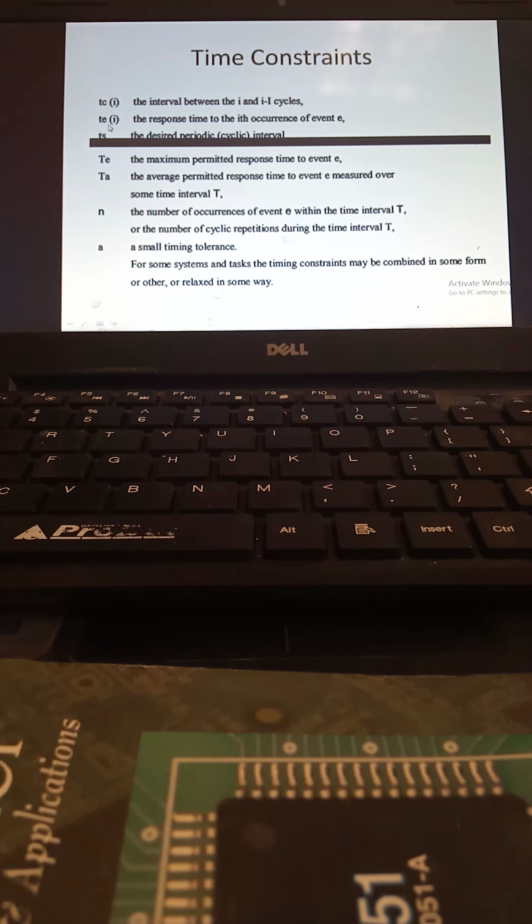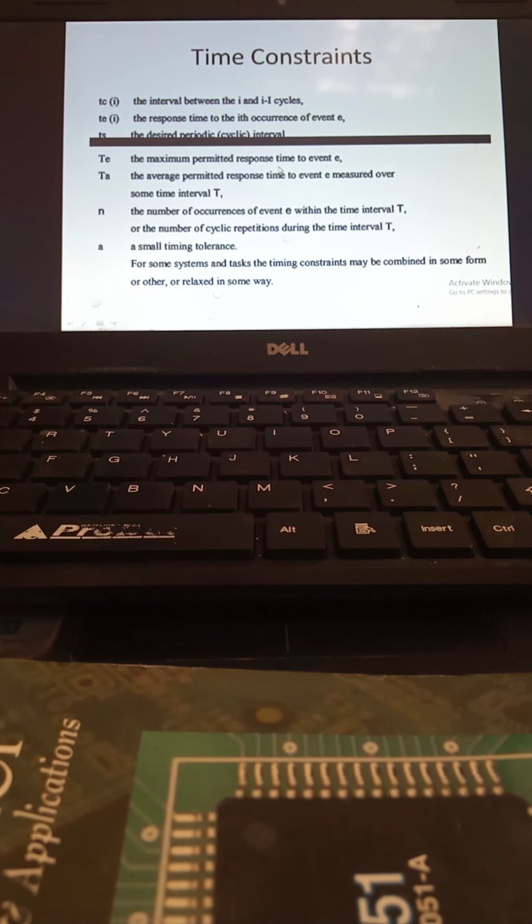This happens when the event happens, so TEI is based on the event. That means for a periodic system we use this. TS is the desired periodic cyclic interval; this is for a periodic system. TE is the maximum permitted response time to event E. That is, how much time the system is allowed to respond. That means the deadline. If it is not met, gone. TA is the average permitted response time.